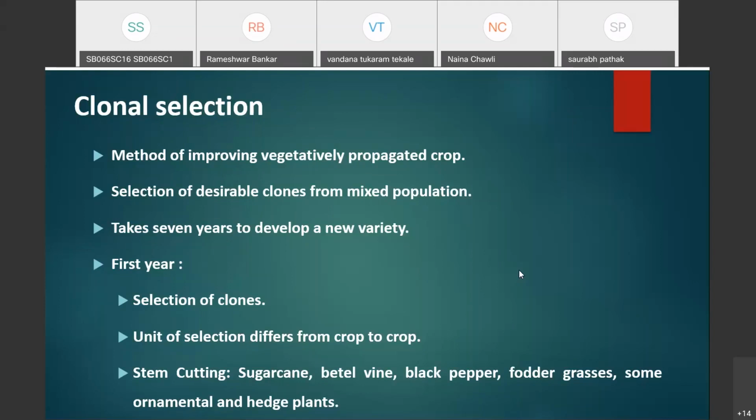Then it takes about 7 years to develop a new variety. In the first year, first of all, the selection of clones is carried out. That means the clones which are having the desirable characters, these are selected from the mixed population of vegetatively propagated crop.